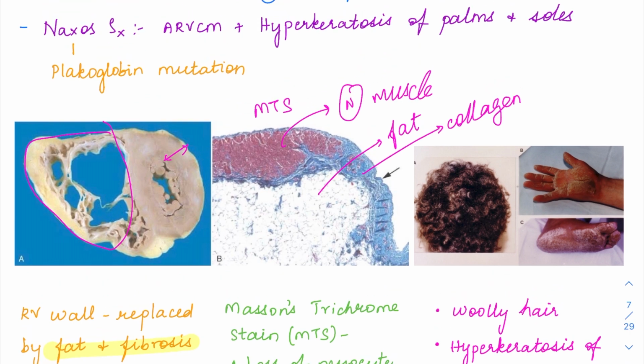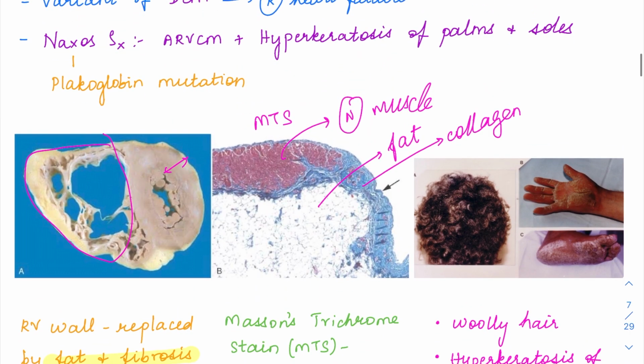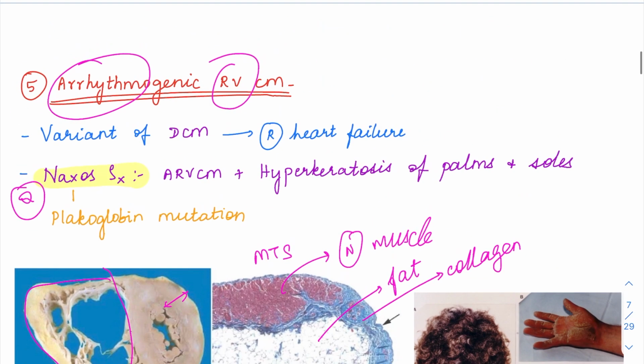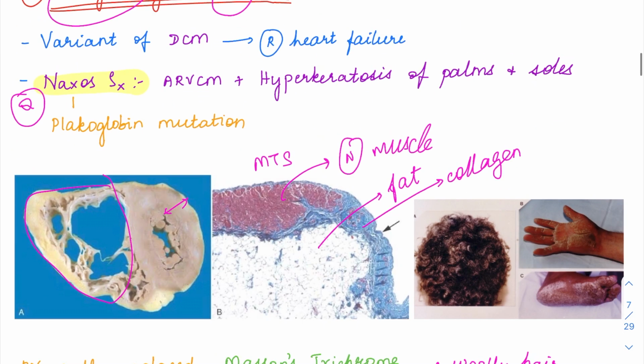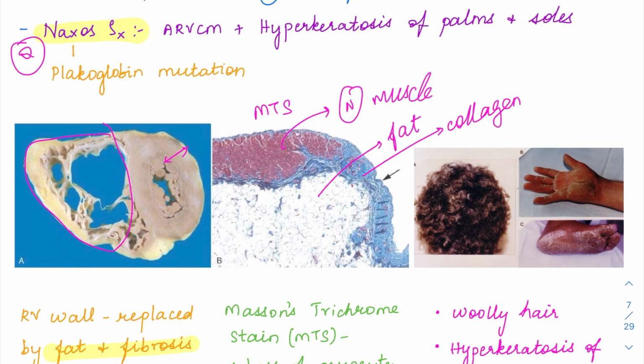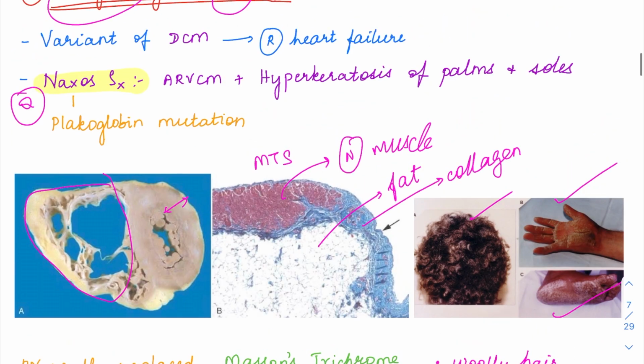So this right ventricular heart failure is going to be associated with a syndrome called Naxos syndrome. So this is also an MCQ. Naxos syndrome is nothing but arrhythmogenic right ventricular cardiomyopathy associated with hyperkeratosis of the palms and the soles. Along with that, the patient can also have woolly kind of hair. So like a wool, the hair will appear like wool. So woolly kind of hair can be seen.